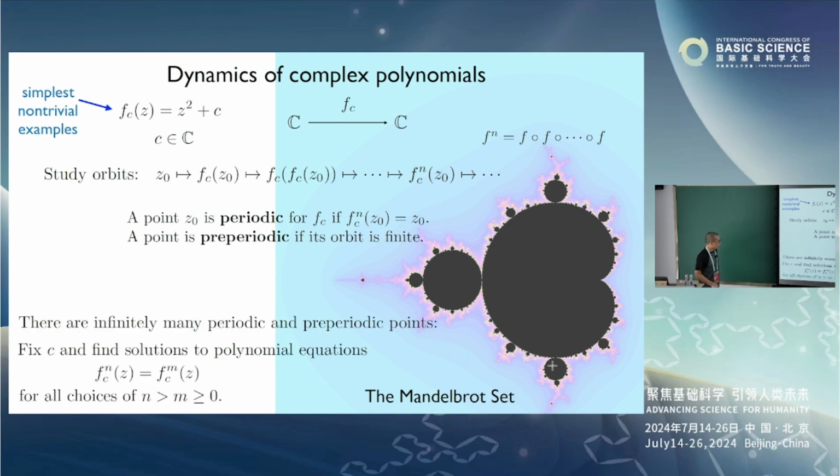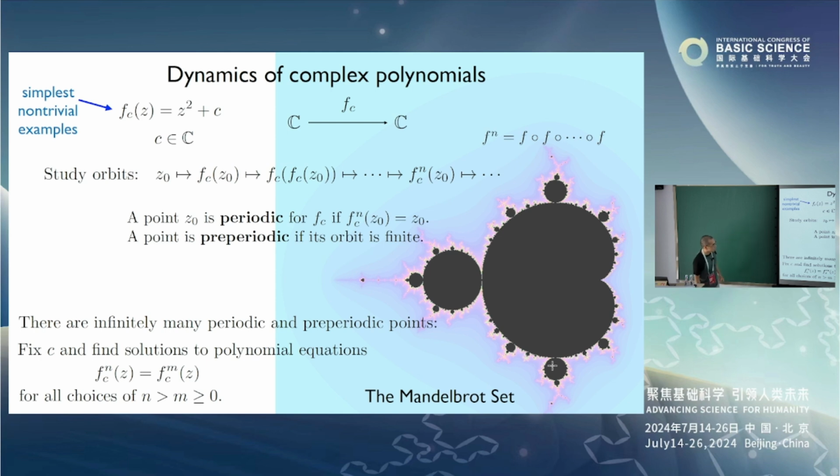And there are infinitely many of the periodic and the preperiodic points. So for each C, there are infinitely many periodic points and preperiodic points. For example, if you fix C, then you can find the solutions of this polynomial. So this is the polynomial, right? The polynomial is in C with integer coefficients. You can imagine that you will have lots of solutions, right?